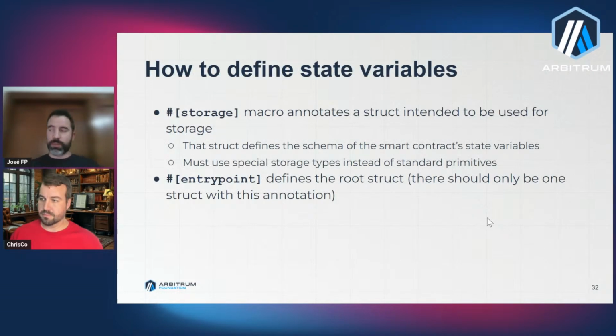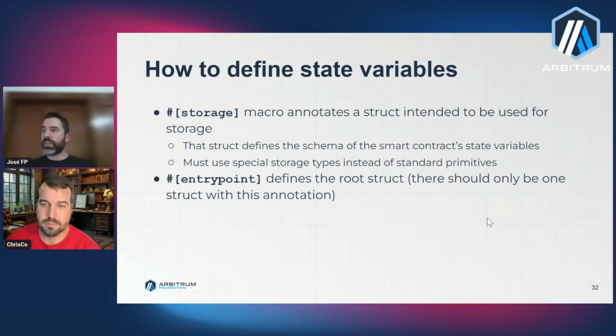So for the storage, what we do is that we define a number of variables that will be our state variables. Those are the state variables that we mentioned before, okay? And as I said before, they'll make up the state of the contract at any given time, okay? So the way we do this is that we have this storage macro that annotates a struct that is intended to be used for storage. Okay, so we'll have a struct there annotated with storage. It will have several fields, and each one of those fields will be one of the state variables.